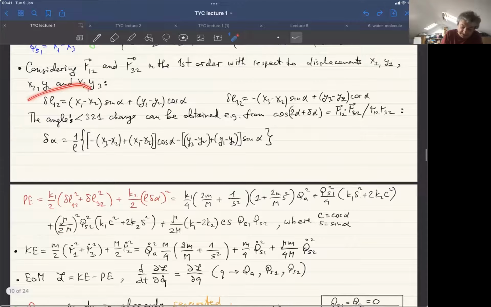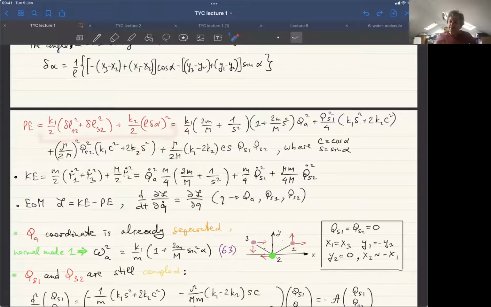And now if we take these rather bulky expressions into the expression for the potential energy, and we make some very simple but rather long transformations, we will find that the potential energy has a QA term completely independent. It's quadratic, you see, for the harmonic oscillator, with a positive prefactor here, good. But QS1 and QS2 have three terms. There is a quadratic term for one and the other. There's also a hybrid term, which has both of them together.